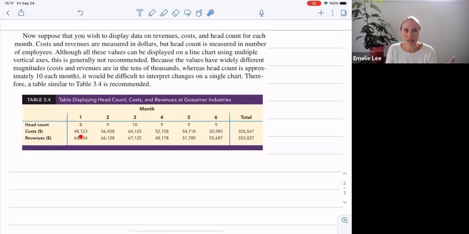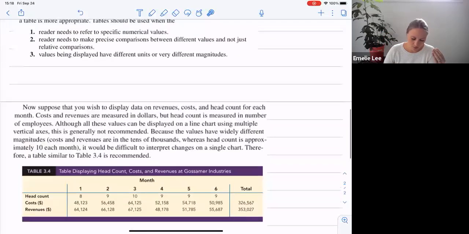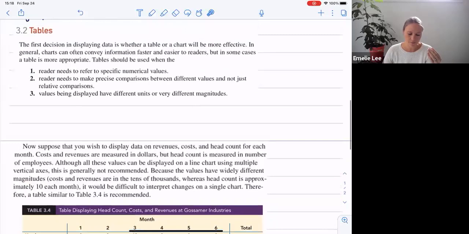Then we don't want to be talking about approximate costs, right? And approximate revenues. We probably want the actual value, right? And so especially if we're reporting for tax reasons, or year-end quarterly reports, then we probably want to have the actual numbers, right? Not just rounded values. So that's one of the instances where we should be using tables instead of a graph.